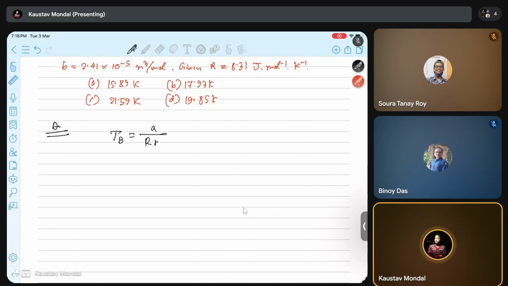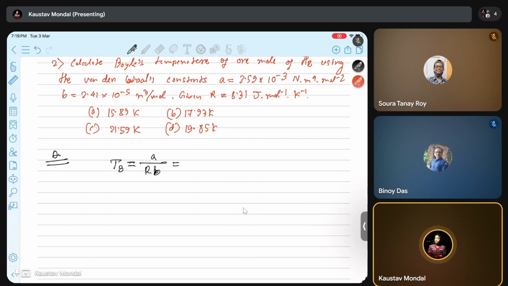A by RB, right? That we have shown from the virial expansion, by equating the second coefficient equal to 0. So TB equal to A by RB. A and B we know already. So 3.59 into 10 to the power minus 3, divided by 8.31 into 2.41 into 10 to the minus 5. If you calculate this, it gives you approximately 17.93 Kelvin.